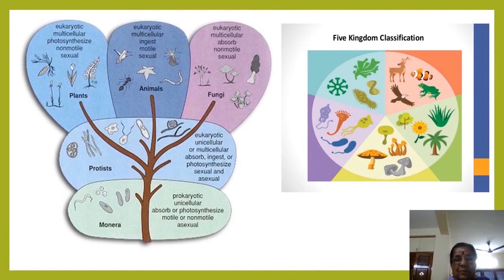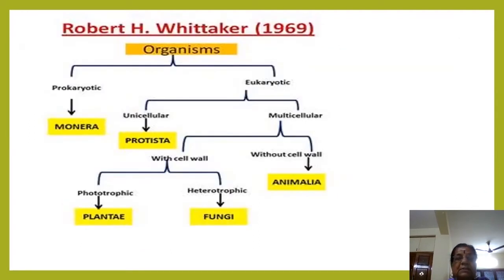So this is the tree chart for the five kingdom classification: Monera, Protista, Fungi, Plantae, and Animalia. The next one is in our textbook. This is the classification of organisms proposed by Robert H. Whittaker. I told you R.H. Whittaker first, right? In the year 1969.